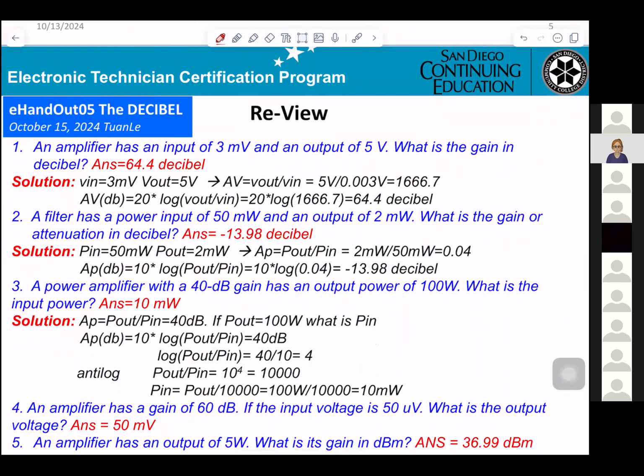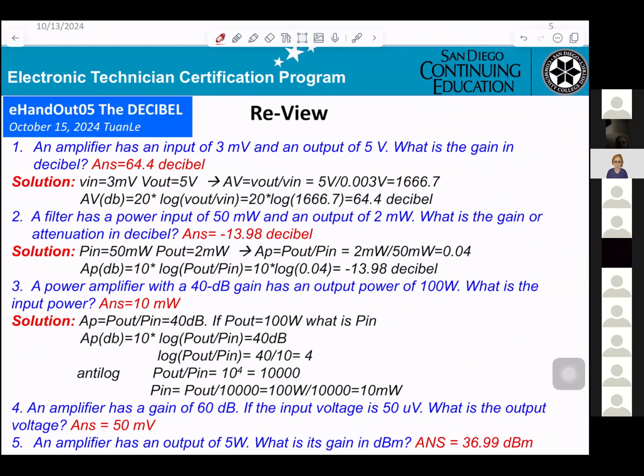Some of these, we will already give you the solution, so you have to go through that. Now we'll see. An amplifier has an input of 3 millivolt and an output of 5 volts. What is the gain in decibel? That means it's 5 divided by 3 millivolts. V in is 3 millivolt, V out is 5. So gain will be equal to V out divided by V in.